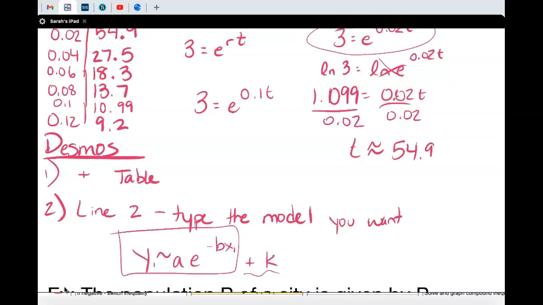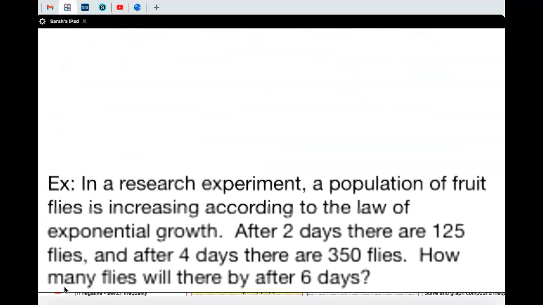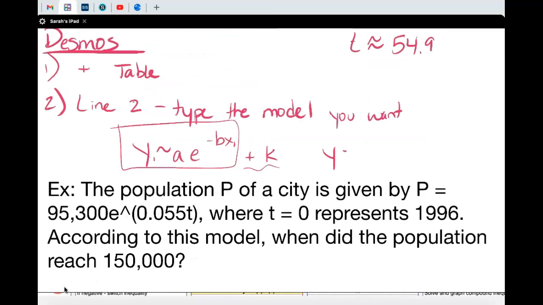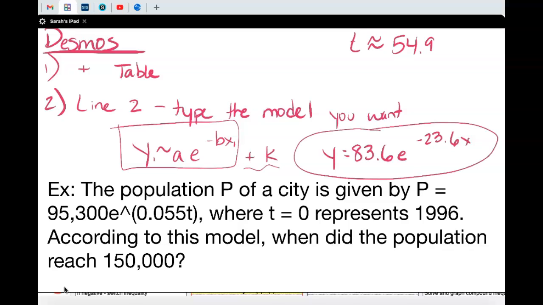Well, it should generate the value of A and the value of B. Which it did. So then that's our model. Take down y equals 83.6 e to the negative 23.6 x power. So this is what Riley's gave her. It should be the same for everybody. You should have a 6 there.